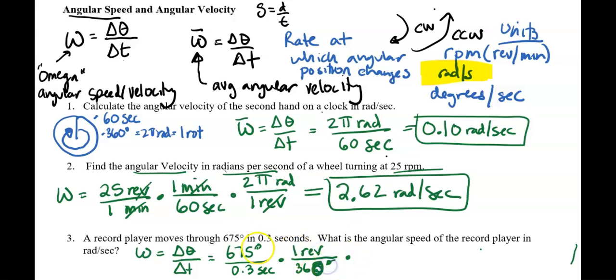Okay, so now we have revolutions. So now I need revolutions to radians. I know there's 1 revolution, or 1 rotation, in 2 pi radians. Cancel, and we're left with radians per second. And I got 39 radians per second.